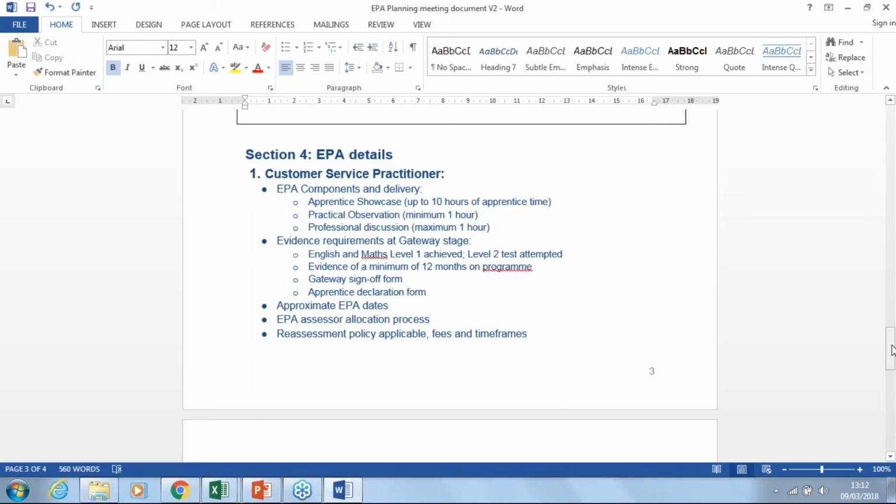And then we will discuss the approximate EPA dates. So again, we would know when they have started, so approximate EPA dates for when that would be carried out. We will outline what the assessor allocation process looks like, and I'll touch upon that briefly in a little while. And then we will also look at the reassessment policy, any questions you might have, timeframes, etc. And a similar thing, similar kind of details for the healthcare support worker as well. So in short, those are the kind of information gathering that would happen at the EPA planning stage.